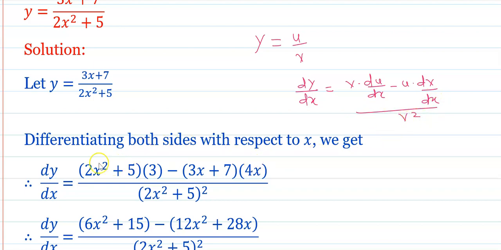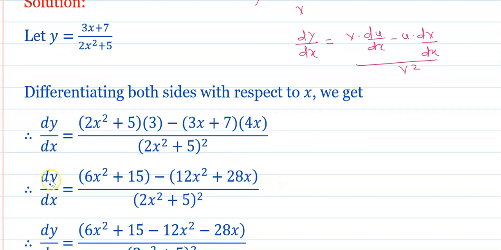and this divided by v square. Okay. Therefore, differentiating both the sides with respect to x, then you will get dy by dx is equals to first v 2x square plus 5, derivative of 3x plus 7, derivative of 7 is 0 and 3x is 3, minus 3x plus 7 into derivative of 2x square plus 5. Derivative of 2x square is 4x. Derivative of 5 is 0.